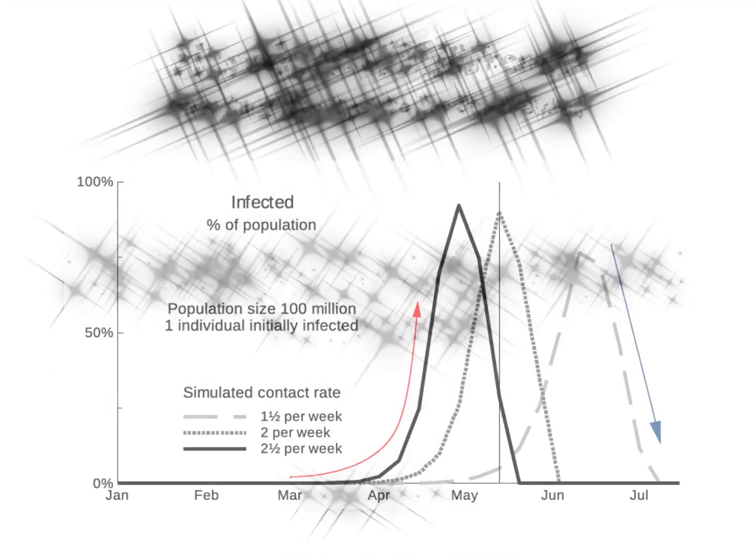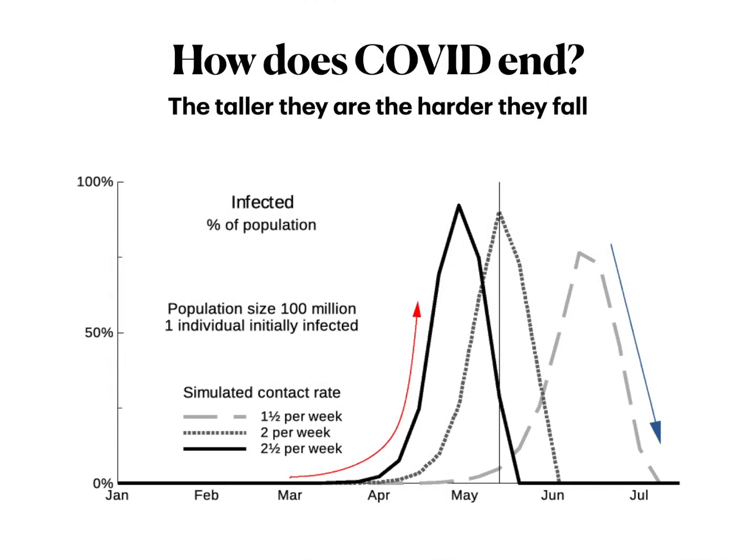So let's get going. First of all, how does COVID end? If we simulate this pandemic, what does the end look like? Here you see a number of simulations using different contact rates. This black one uses a contact rate of 2.5 per week, this one 2, and that one 1.5. Here you see the curve flattening to some extent.